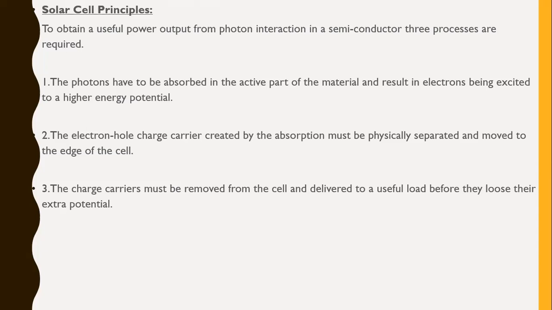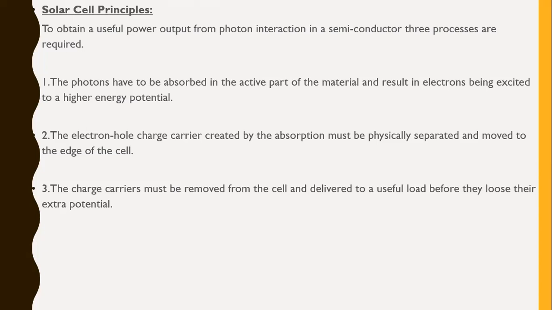These charge carriers should be removed from the cell and delivered to a useful load before they lose their extra potential. So if you are using them for some application, these charge carriers have to be delivered to the application before their potential is exhausted. For completing this process, the solar cell consists of some components.